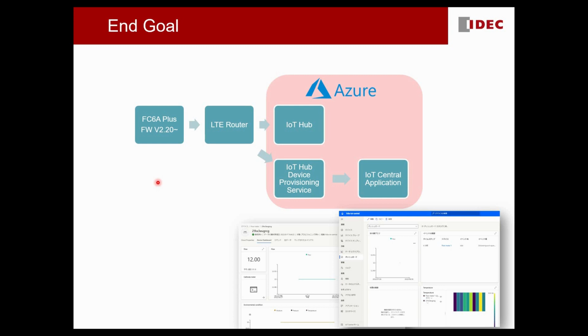In this tutorial, we will show you how to establish connection between Idec FC6A Plus PLC and Microsoft Azure. Previously, we have uploaded video tutorials showing how to establish connection and send data to other MQTT brokers like Mosquitto, AWS, and ThingsBoard. So similar to those, the steps involved in today's tutorial will be more or less the same. Please take note of one thing here. Communication driver to Azure is only available in FC6A Plus with firmware version 2.2 and above.